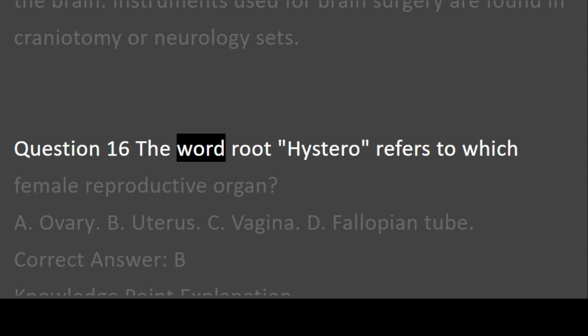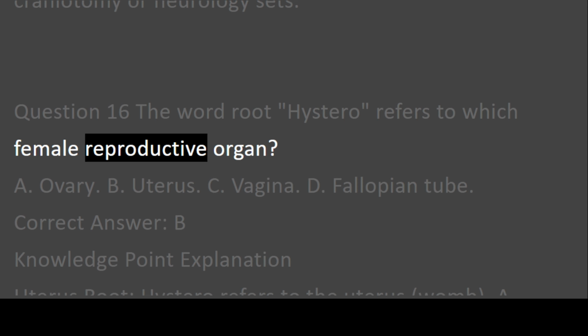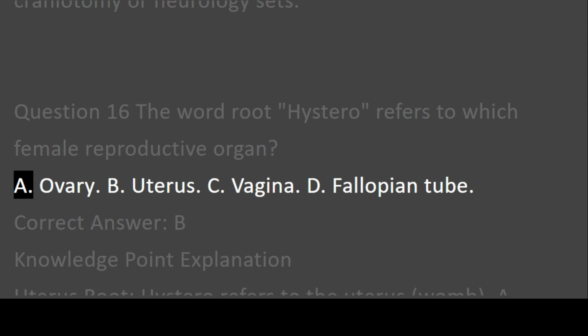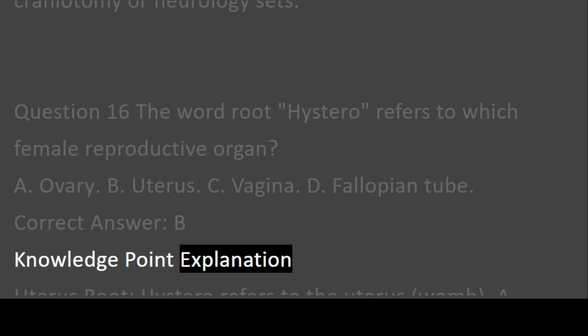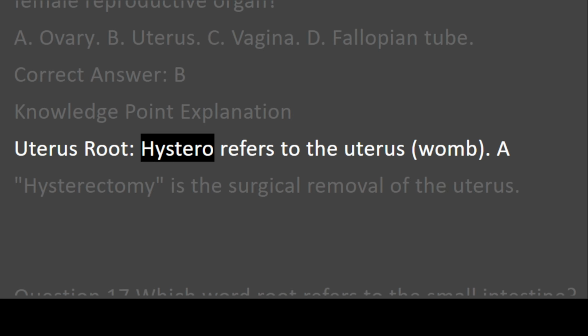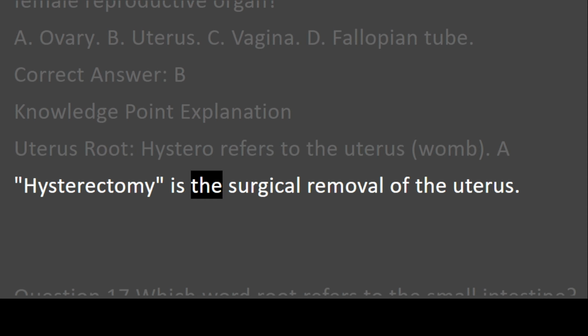Question 16. The word root hystero refers to which female reproductive organ? A. Ovary. B. Uterus. C. Vagina. D. Fallopian tube. Correct answer, B. Knowledge point explanation. Uterus root, hystero refers to the uterus, womb. A hysterectomy is the surgical removal of the uterus.